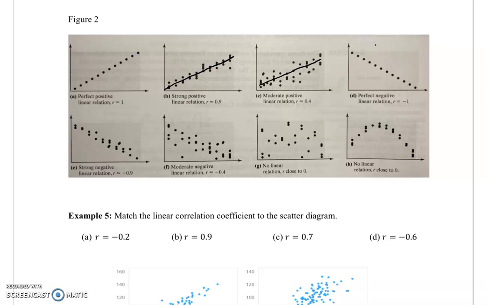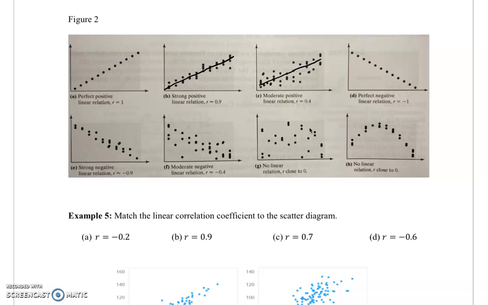If we move on to D, that's a perfect negative linear relation because we can draw a straight line through there, and we know it's negative because as the horizontal values get bigger, the vertical values are getting smaller. Looking at a strong negative, it's the same thing as a strong positive. It's just decreasing as the line goes along from left to right. And the same thing with the moderate negative linear relation.